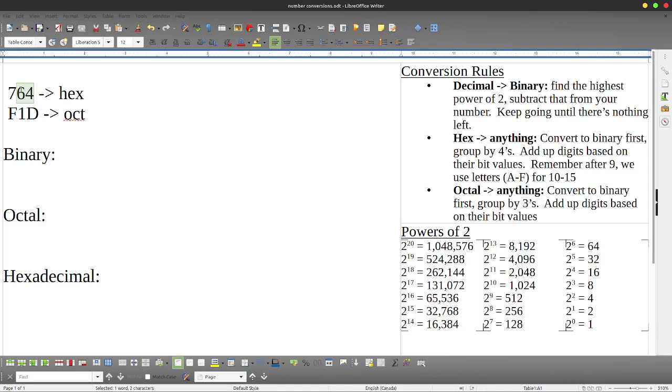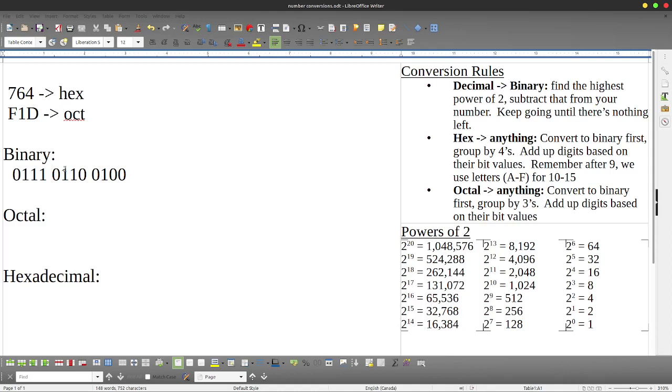So first thing we're going to do with this one is convert it to binary. So remember, it's a hexadecimal number, so each one of these is representative of 4 binary bits. So 7 in binary is 0, 1, 1, 1. We technically don't need that leading 0 because it is the leftmost digit, but we're going to need them here, so I'm going to leave it in. 6 is going to be 0, 1, 1, 0. And 4 is going to be 0, 1, 0, 0. So we can bring that together, and we have our number here.